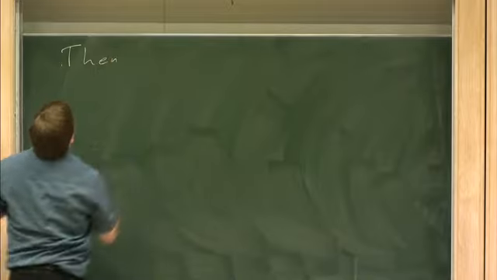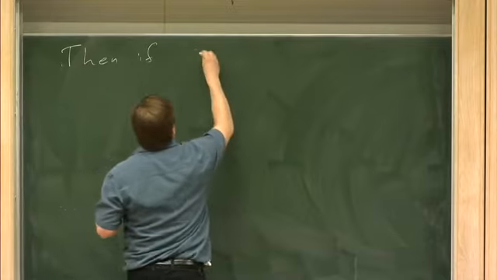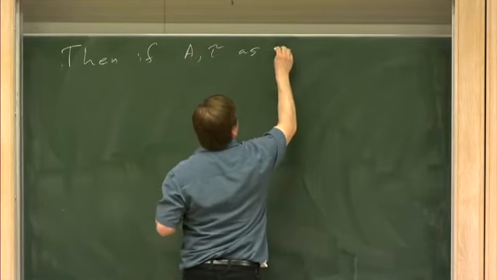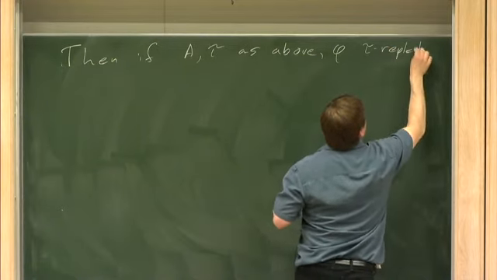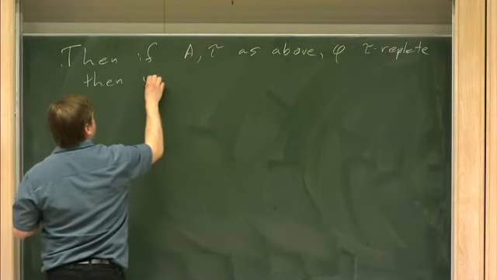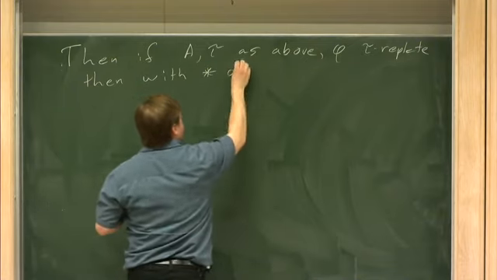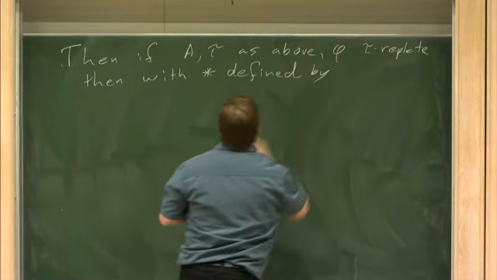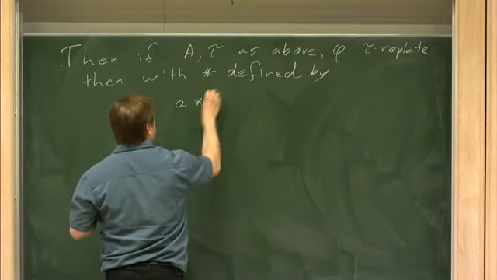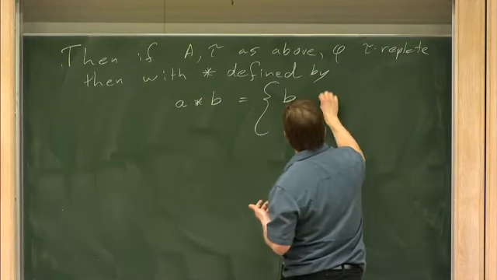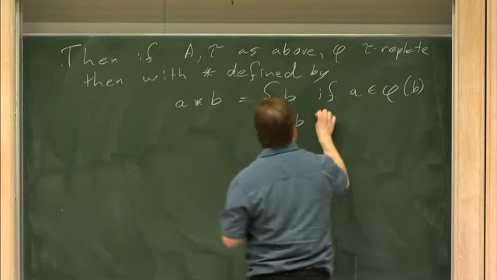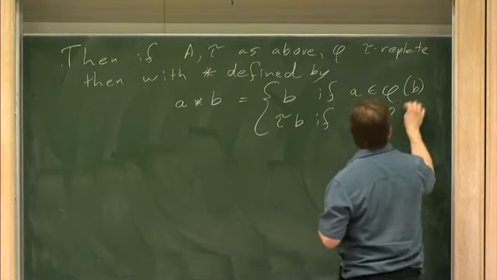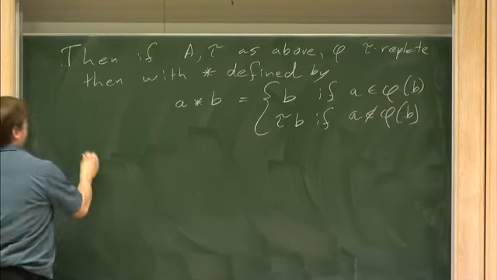From tau and phi. Right. So then, if you have A as above and phi Tor-replete, then with star defined by A star B equals just B if A is in the set corresponding to B, and it's Tor of B if A is not in that set, then that is a quandle.